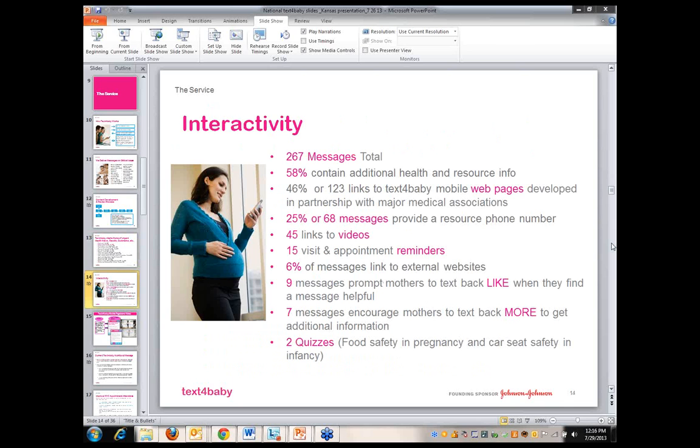So again, as I started to mention, we've tried to enhance the service over the past year and make it a little bit more interactive. There's about 267 messages total. 58% contain additional help and resource information. 46%, or about 123 of them, contain mobile pages. These mobile pages are developed with our partners that are experts in a variety of topics, and some of those include links to videos or links to additional websites where the user can get some more information. Again, like I mentioned, there's appointment reminders. We have messages that link to a variety of external websites and phone numbers and a variety of other resources.